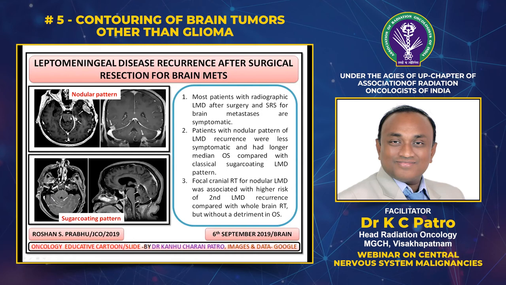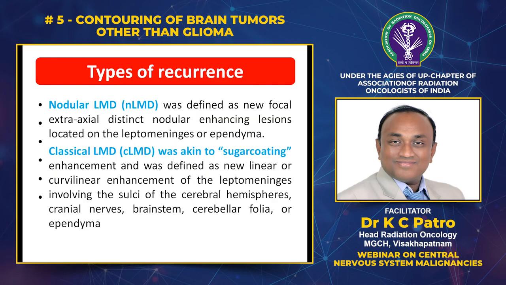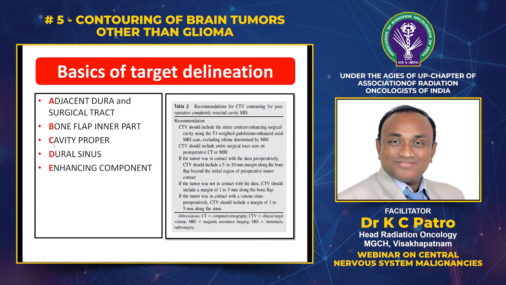So when there is a brain met and the cavity surgery is done outside, you have to contour all that cavity, the contouring pattern is totally different. As I told, nodular pattern recurrence and classical leptomeningeal spread is known as sugar coating recurrence. So there is a consensus guideline published in the Red Journal. You can go through this guideline. So what is the thing?